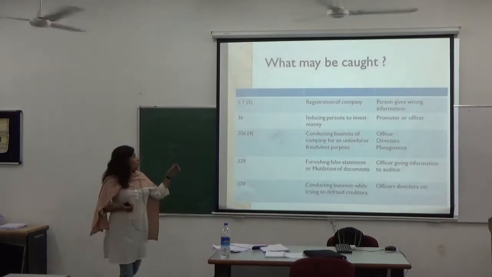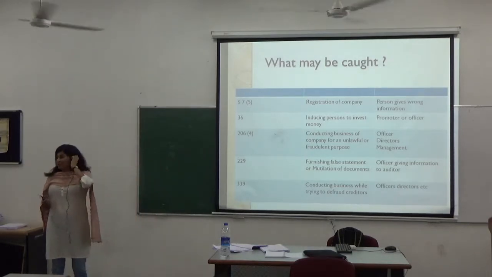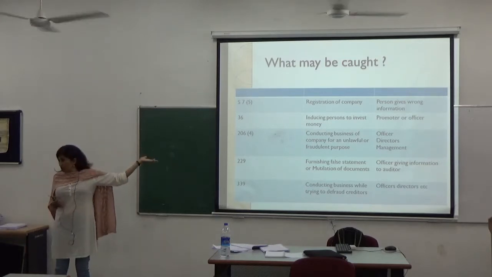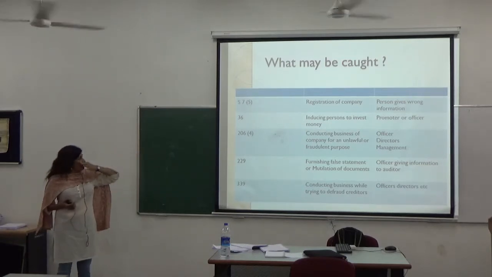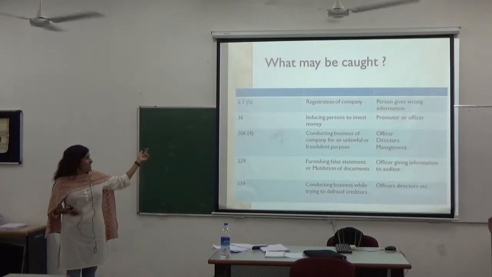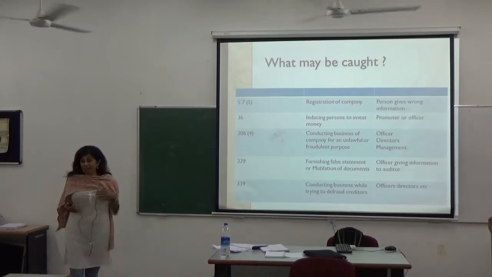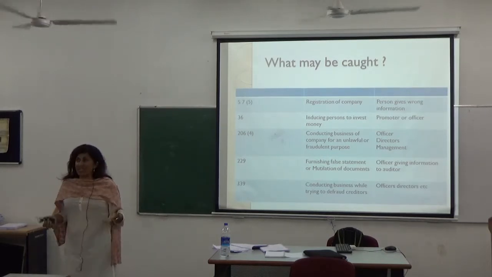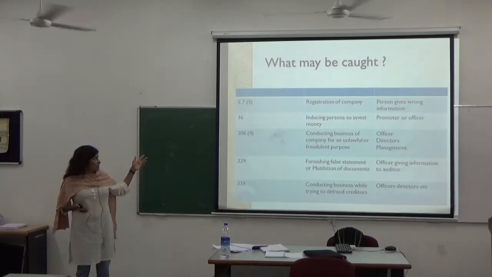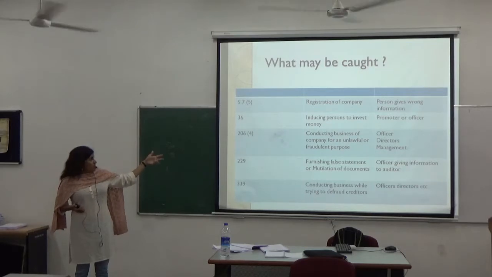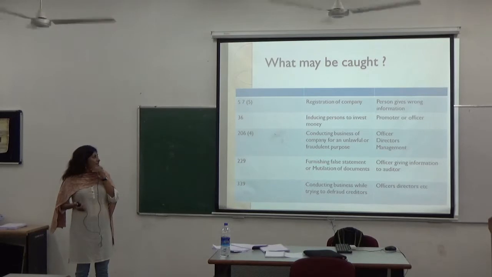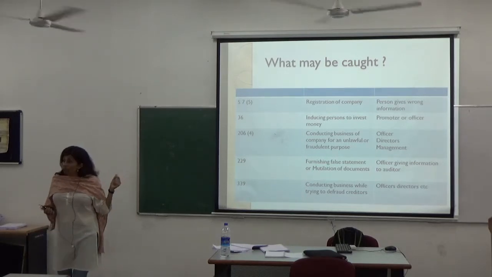So the way in which it could work is if a person gives the wrong information to register the company, you can actually say that that person's caught. So if you're inducing some poor potential shareholder to invest money and lie to them, that you're actually engaging in sustainable energy or renewable energy and you're not, you're engaging in petroleum, you can be caught. The promoter or the officer can be caught. Similarly, directors and management can be caught where it's fraudulent purpose.